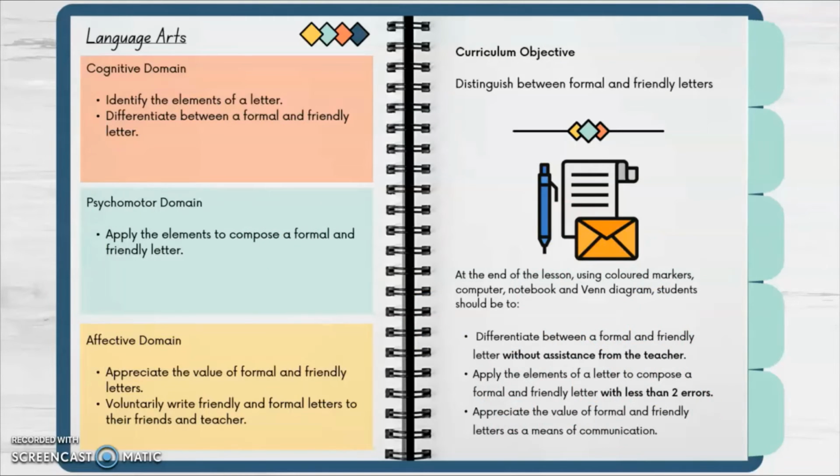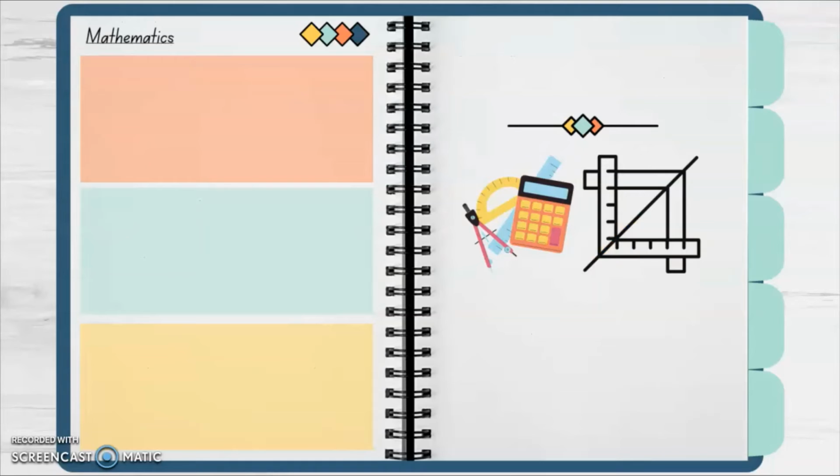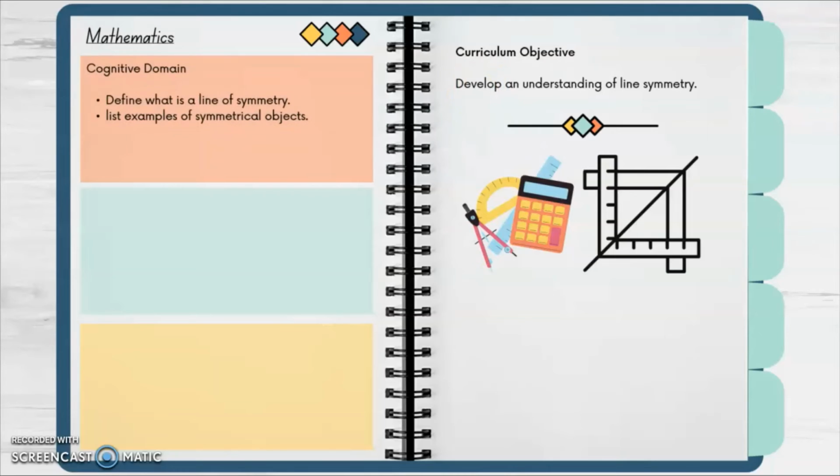Now let us look at a mathematics lesson objective. From the curriculum, of course, we're going to look at develop an understanding of line symmetry. So the topic is line symmetry, and we would like the students to develop an understanding of it. So we go on to our cognitive domain. Here, the students will be able to define what is a line of symmetry, and then list examples of symmetrical objects. For psychomotor, they're going to draw lines of symmetry by folding 2-dimensional shapes.